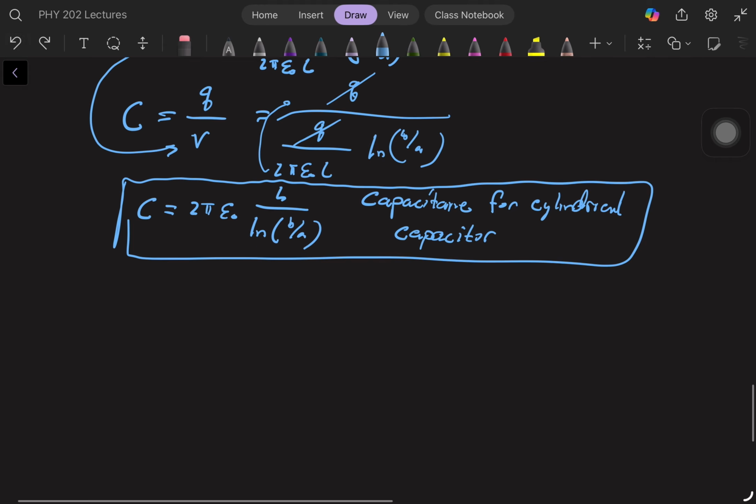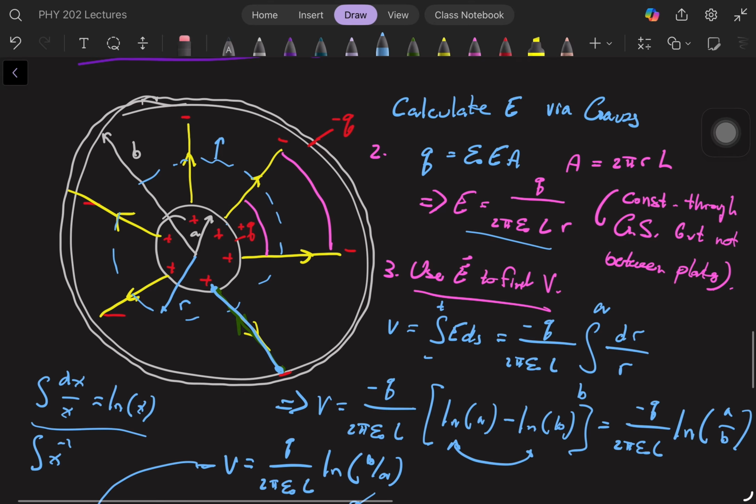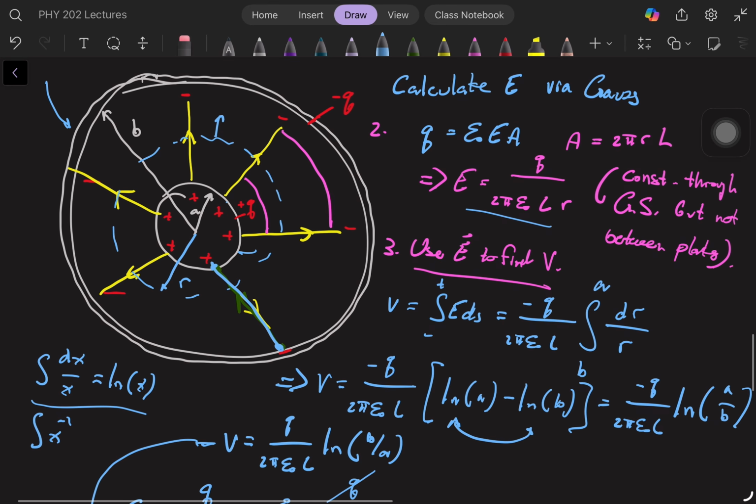Okay, and so let's hop into a spherical. I'm going to keep the same picture, only now instead of picturing these as cylinders going in and out of the board, it's a cross-section of a spherical shell of some negative charge Q with a core of some charge positive Q.